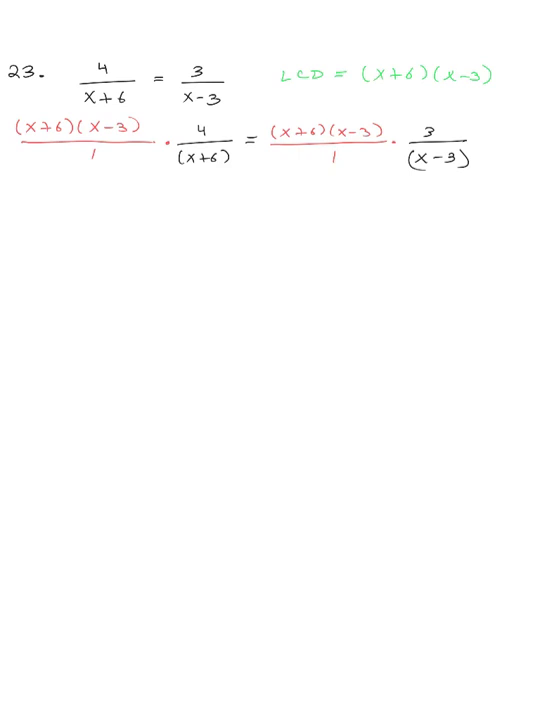If I now go through and cancel all the common factors, the x plus 6's cancel here. The x minus 3's cancel here. It's my job to now just copy down what is left over. We have 4 times x minus 3, and that's going to be equal to 3 times x plus 6, a linear equation. If I distribute the 4, I get 4x minus 12 is equal to, and if I distribute the 3, I get 3x plus 18. If I subtract 3x, on the left I get x. If I add 12, on the other side I get 30, and that's my final answer.